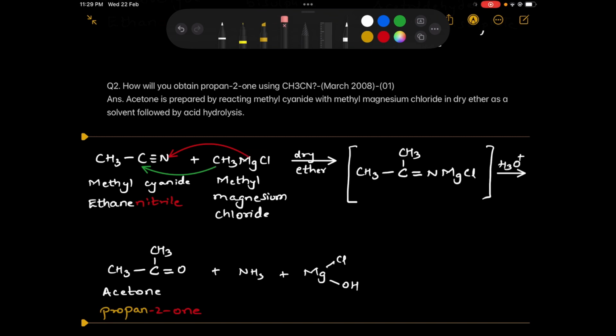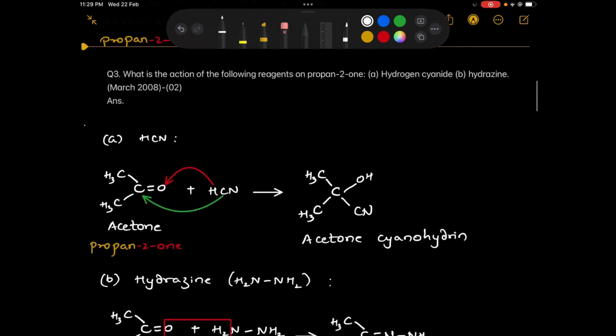is methyl magnesium chloride. So when we treat methyl magnesium chloride with methyl cyanide or ethane nitrile, or we can also call it acetonitrile, what we get is an intermediate which on hydrolysis gives us acetone plus ammonia and magnesium hydroxychloride. Let's move on to the next question.